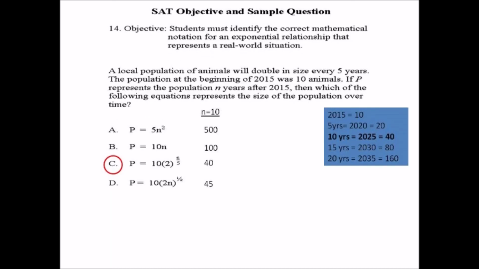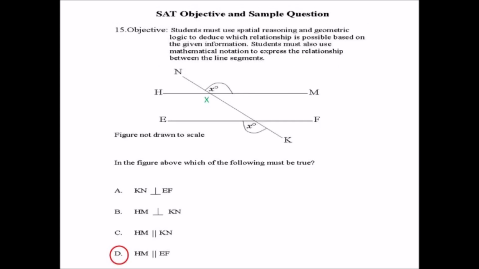Number 14, C. And you had to use the fact that it doubles every 5 years. So once you stick in one of the values, say we put in 10, and work each answer, the one that works out would be the correct answer. So use the answers and work it. So it had to be C. When you put in n is 10, it worked to be 40. So here you work smart, just use the answers and you would get it.